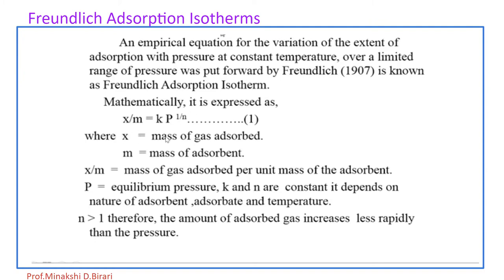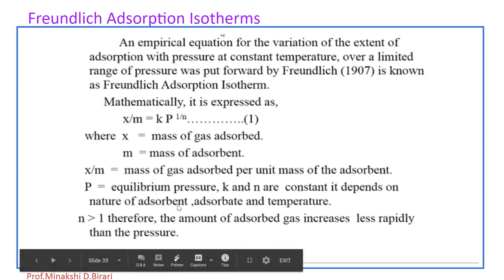x is the mass of gas adsorbed, m is the mass of adsorbent, x upon m is the mass of gas adsorbed per unit mass of the adsorbent, p is the equilibrium pressure, k and n are constants, and these depend on the nature of adsorbent, adsorbate and temperature.